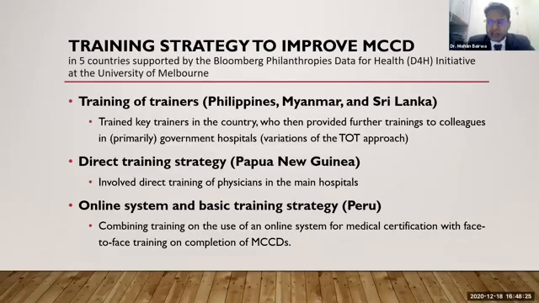Second is the direct training strategy. It has been used in Papua New Guinea, because this is a small country. When the program was developed, the trainers directly trained all the doctors. They identified the main hospitals of the country, designated them as training hospitals, and provided training to all the physicians. And the third training strategy is the online system and basic training strategy. It has been used in Peru.